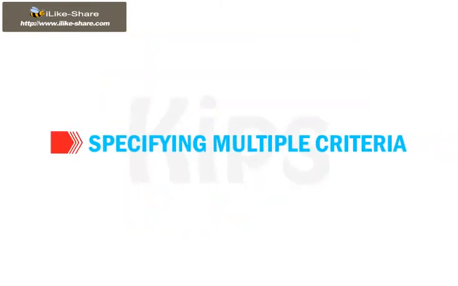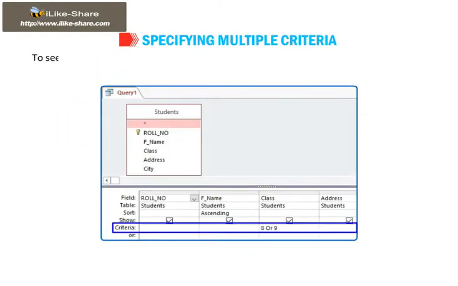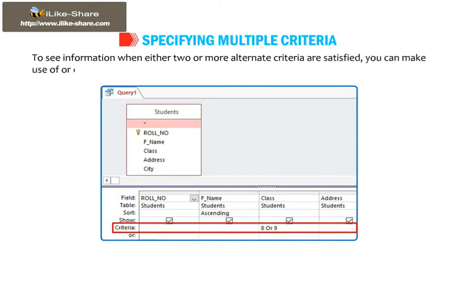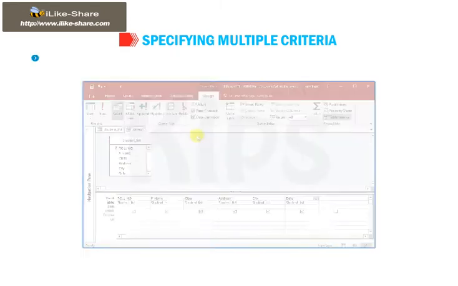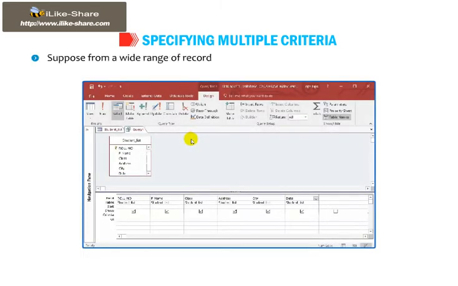Okay, now let us find out how to specify multiple criteria. To see information when either two or more alternate criteria are satisfied, you can make use of the Or criteria row in the design grid of the query. Suppose from a wide range of records, you want to see the records of class 8th and class 9th only.